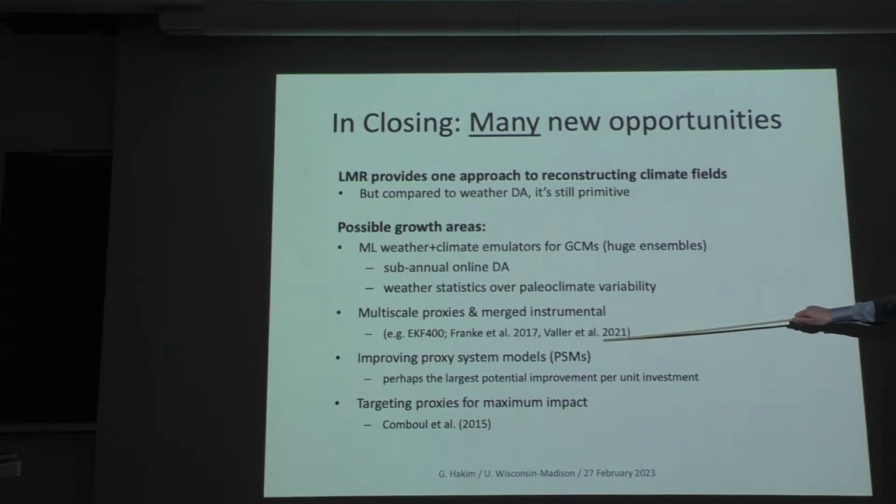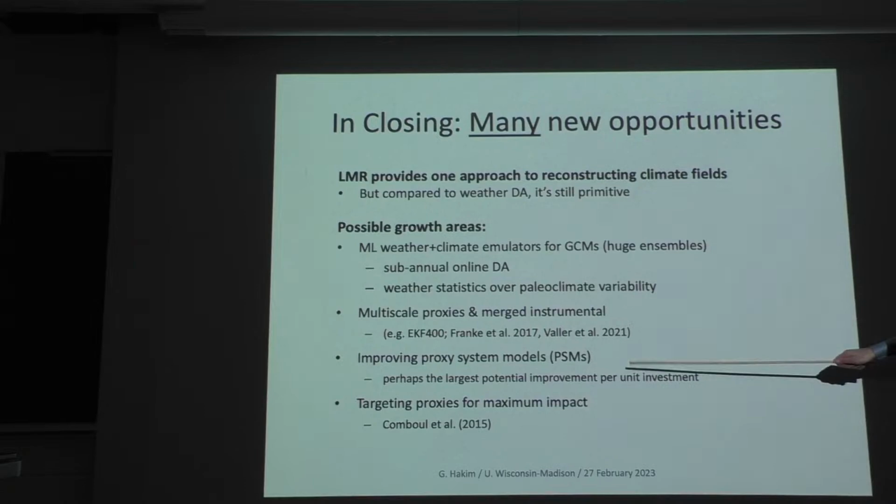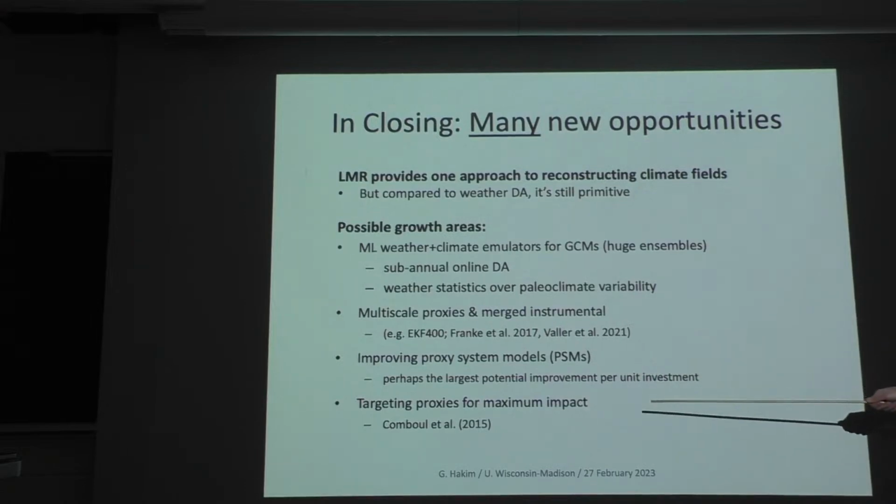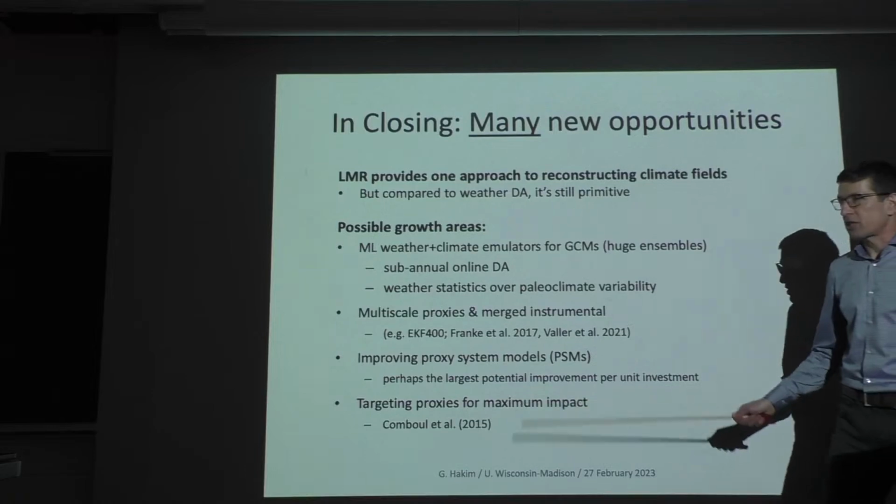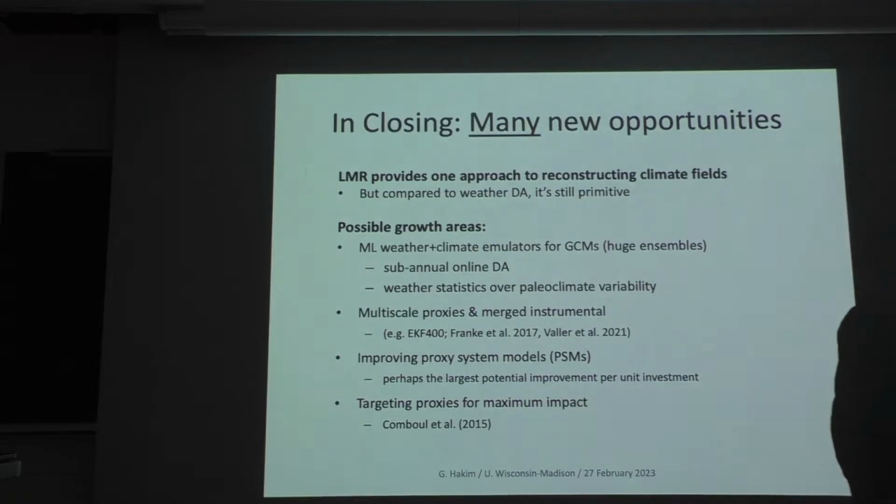I think there are lots of opportunities here to merge what I just showed you, instrumental and proxies. The biggest bang for the buck might very well be how do we better model these proxy system models, that is, predict the proxies from the climate state. We even have ways of objectively identifying the best places to go next if you wanted to gather another proxy archive to target new information.